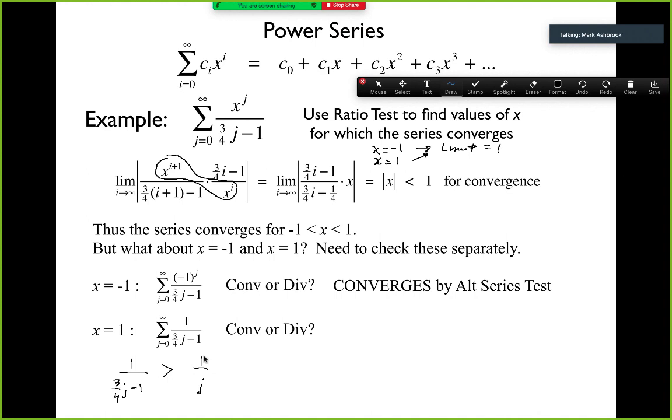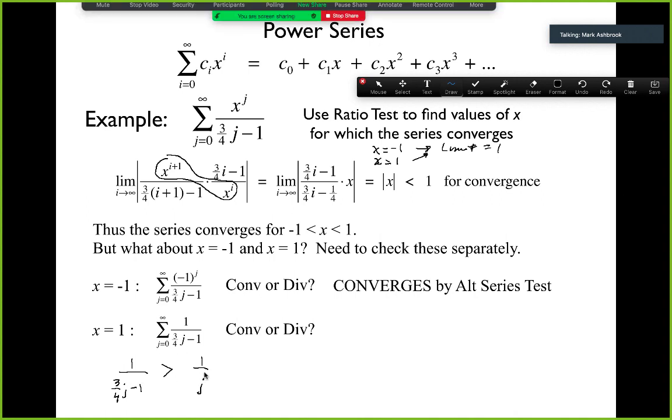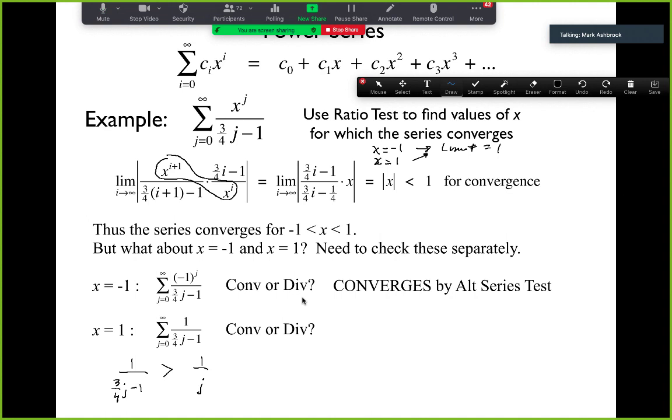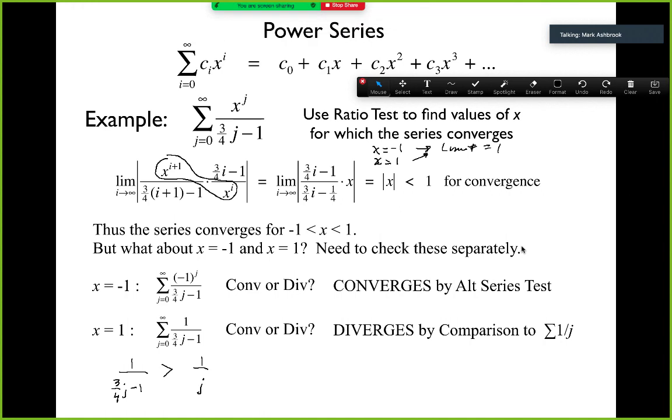And so what do we know about, so we're using direct comparison here. We have a series that diverges, and then we have another series, the one we're looking at, all the terms are greater than the terms of the one that we know diverges. Conclusion? Diverges by comparison to the harmonic series.